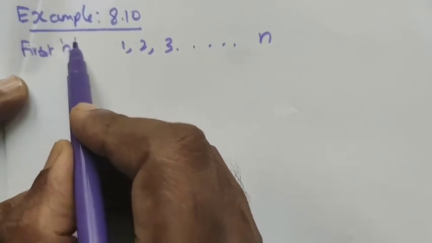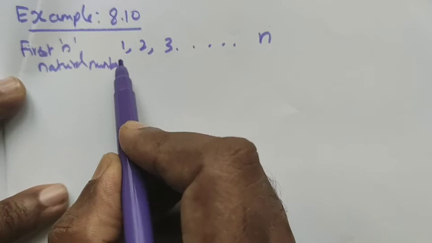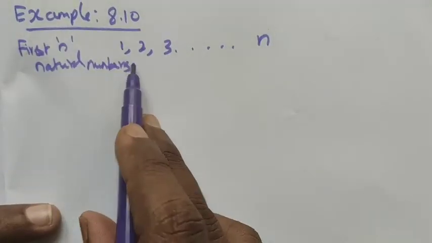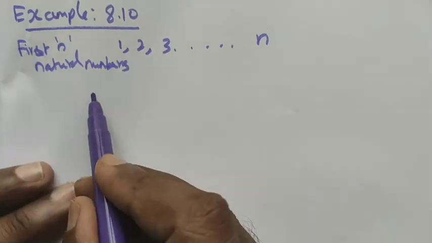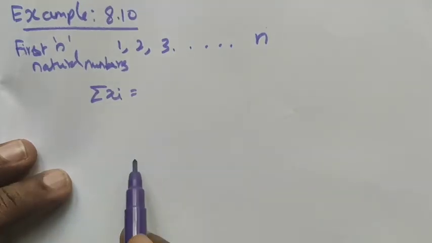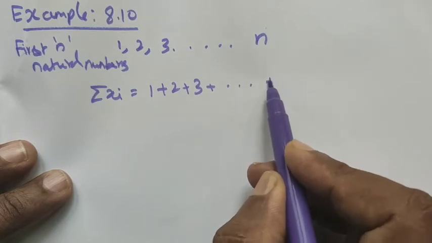The first n natural numbers are 1, 2, 3 up to n. Now we want to find the mean and variance. To find the mean, we want to find the summation xi, the sum of these numbers. The sum of these numbers is 1 plus 2 plus 3 up to n.